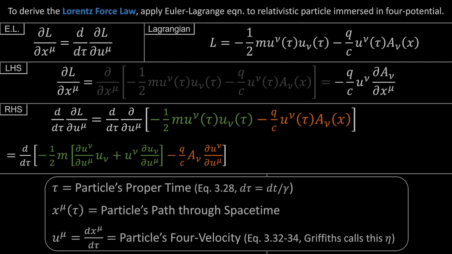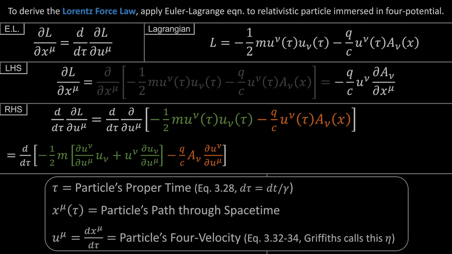And then the term u nu, we're going to go ahead and split that up using the product rule. And at this point, I'll just go ahead and drop the parentheses as a function of tau. Now if we look at the interaction term, when we take the derivative relative to the velocity, we see that negative q over c is going to be a constant, so that comes out of the derivative.